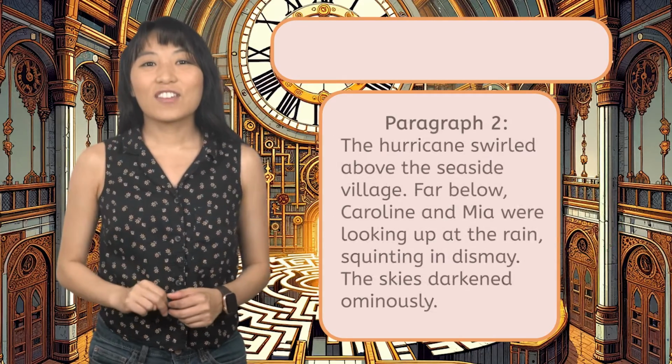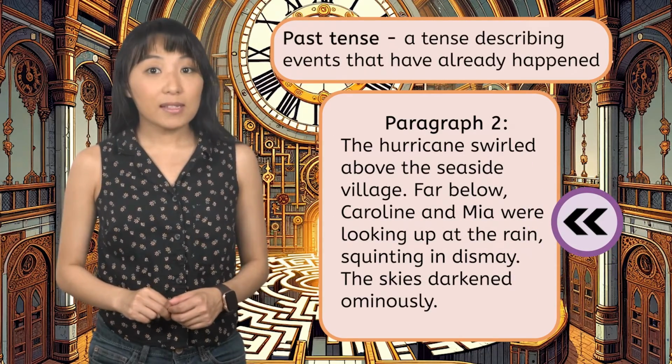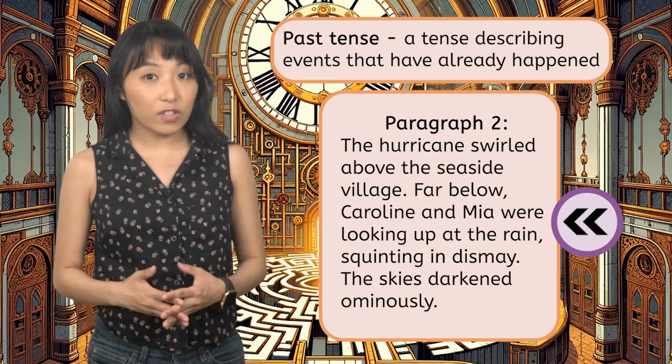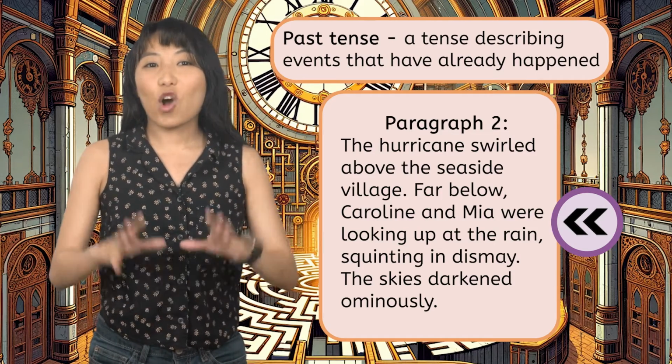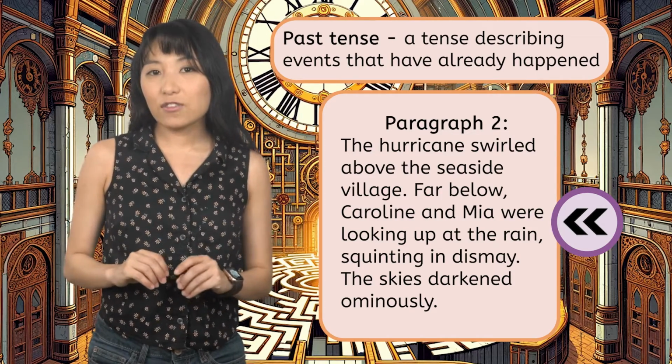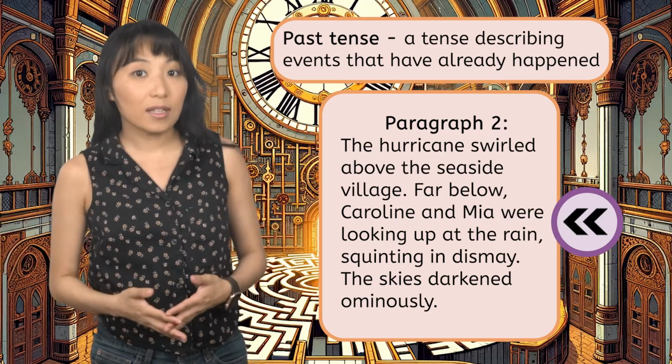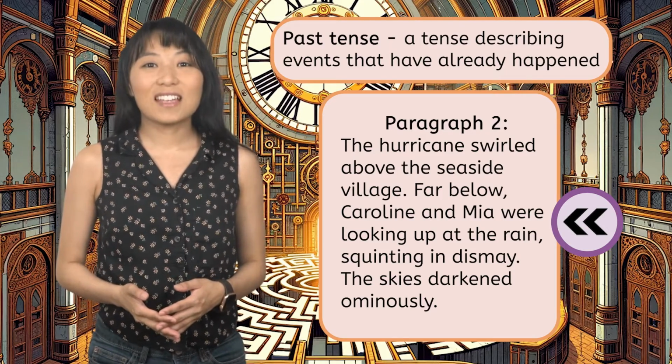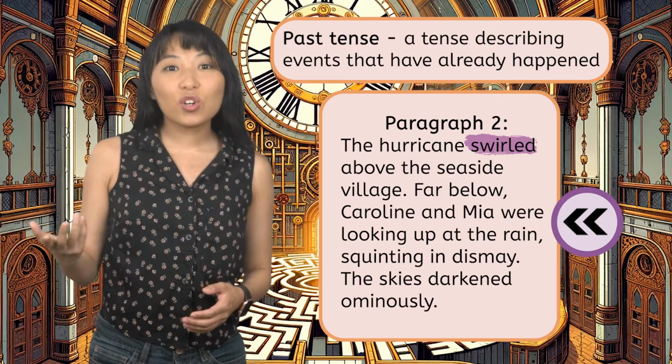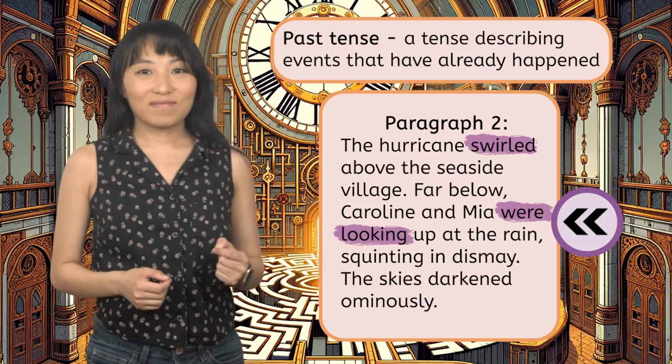The second paragraph is in past tense. Past tense, which is the most common tense used in fiction, describes events that have already happened. It's as if the narrator is recounting them. We can tell it's past tense by the verbs like swirled and were looking.